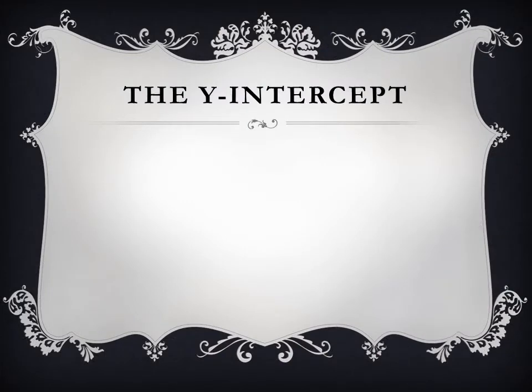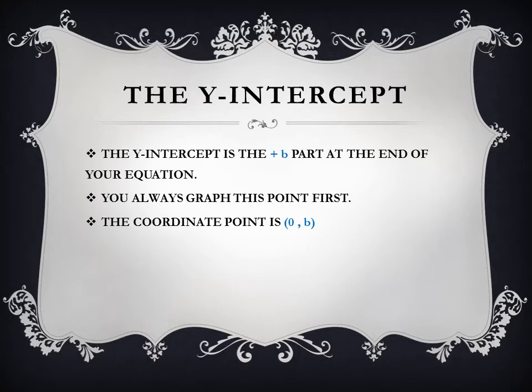Let's review the y-intercept. The y-intercept is also known as the vertical intercept. It is the plus b part of your equation. You always begin by graphing this point first. The coordinate point is always 0, b. Let's look at a couple of examples.